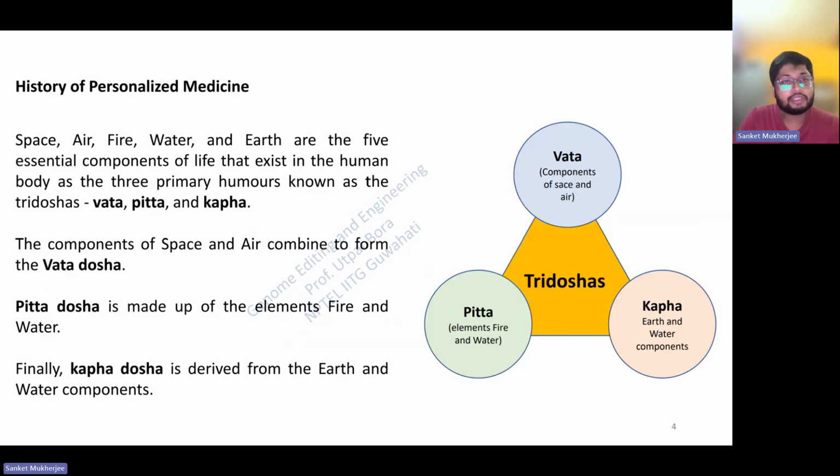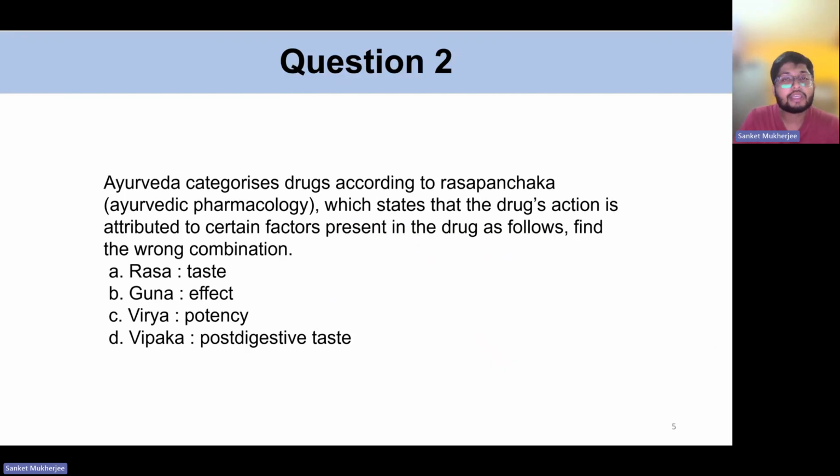If we talk about the history, the three doshas are Vata, Pitta, and Kapha. Space, air, fire, water, and earth are the five essential components of life that exist in the human body as three primary humors known as the three doshas. The components of space and air combine to form the Vata dosha, and Pitta dosha is made up of the elements fire and water. The Kapha dosha is derived from earth and water components.